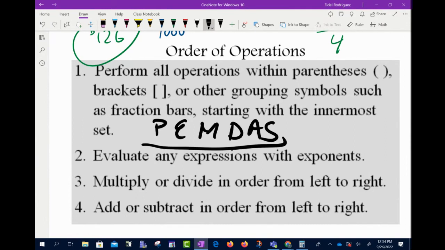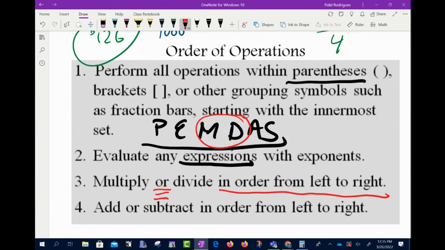Okay, so remember what the P stands for. It says, hey, do all the stuff inside our parentheses. Oh my goodness, I just changed the battery last night too. There we go. Perform all operations in parentheses or brackets or whatever, right? And then remember the E says evaluate any kind of exponents. Now, y'all, the M and the D is multiply and divide, but I want you to notice what it says. It says multiply or divide in order as we go from the left to the right.